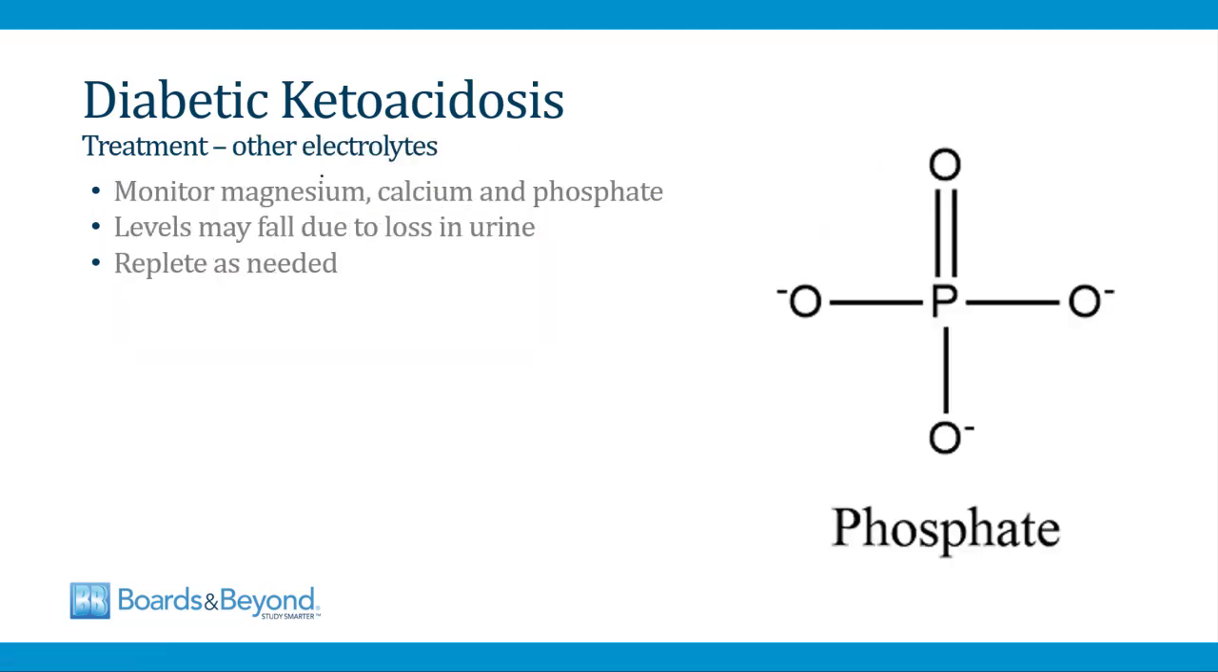Besides potassium, you also have to keep an eye on the other electrolytes in patients with DKA. At presentation and during treatment, it's routine to monitor the magnesium, the calcium, and the phosphate. These levels all can fall due to loss in the urine, just like we talked about earlier for phosphate. And so if they get low, you replete them as needed.